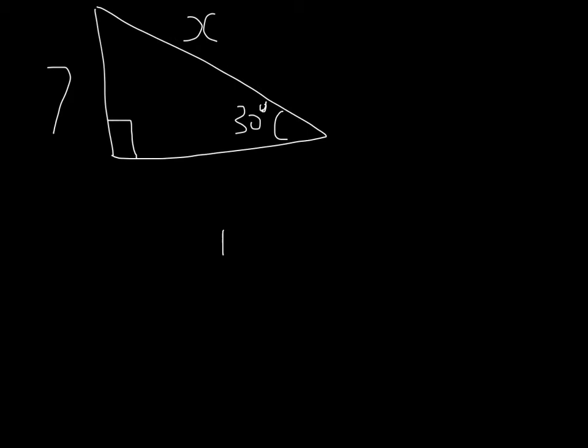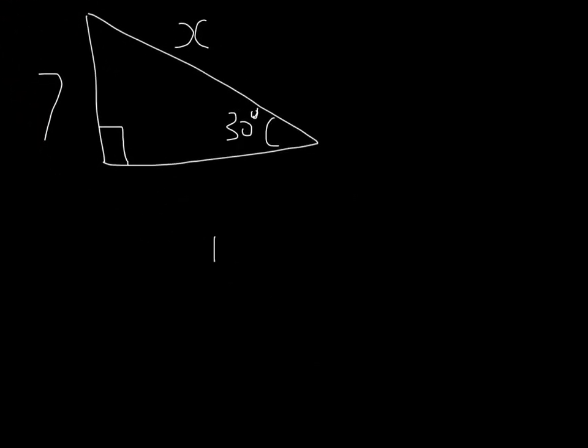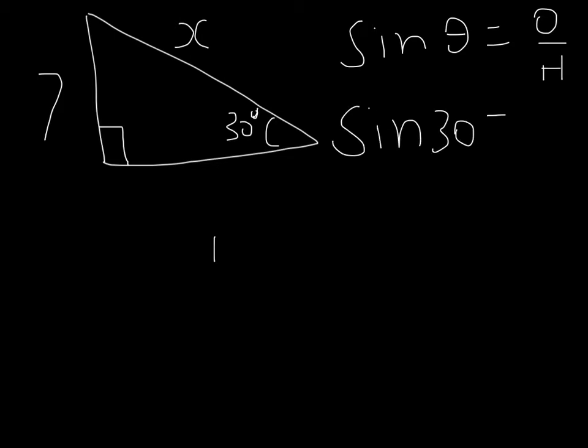So we're involved with the opposite side and the hypotenuse, which according to our mnemonic means we're using sine. So we write out our rule, which is sine theta equals opposite over hypotenuse. So sine 30 equals 7 over x. So x must be 7 over sine 30.